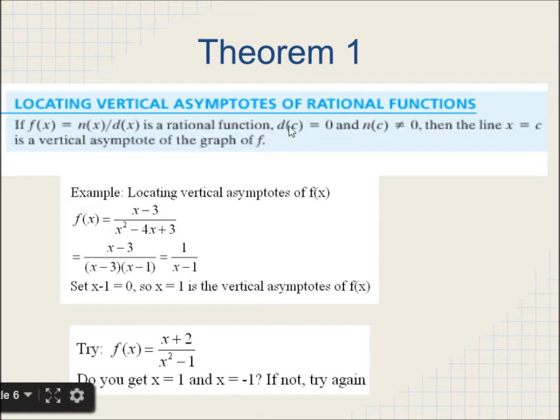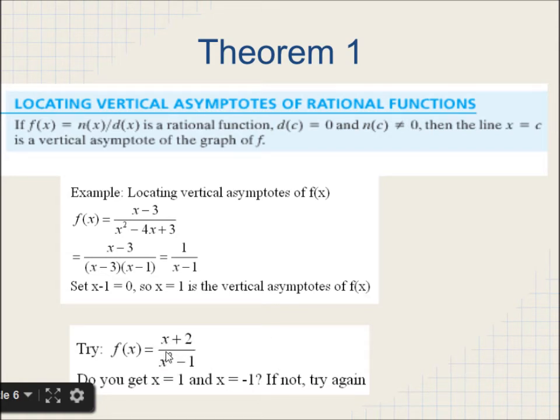This is the function given where we see that d(c) equals 0. So first we try to factor it, and if we factor it, it becomes x minus 3 divided by x minus 3 multiplied by x minus 1. So x minus 3 gets cancelled, and the final denominator we get is x minus 1. So if we put the denominator, that is d(c), equal to 0, that means let's put x minus 1 equal to 0 and then calculate the value of x. So x is equal to 1. So at x equal to 1, we get the vertical asymptote of f(x).